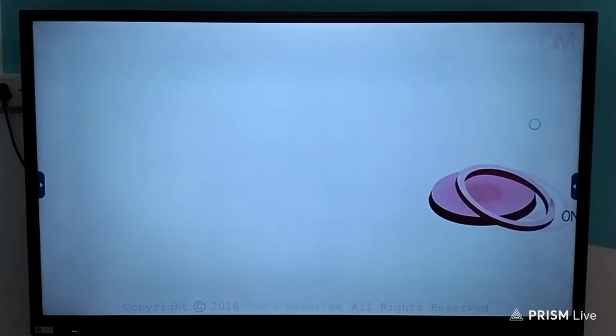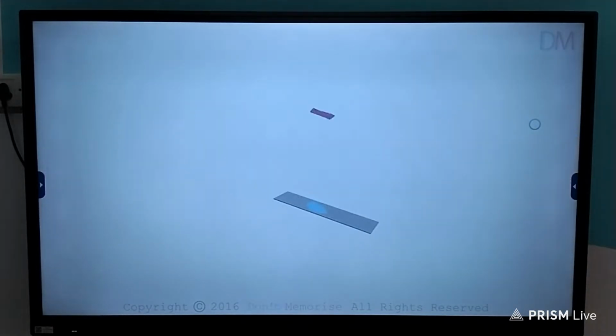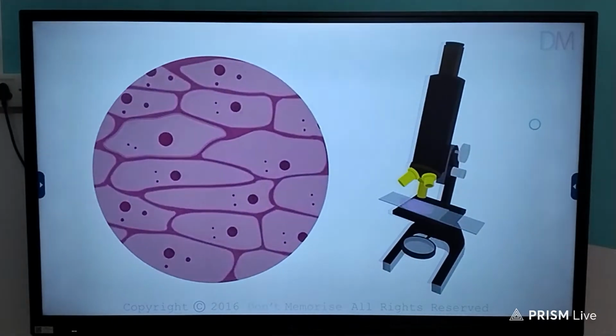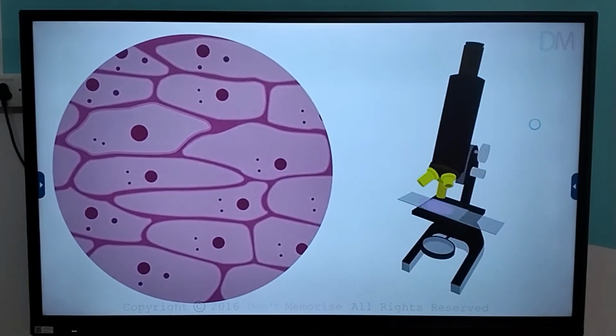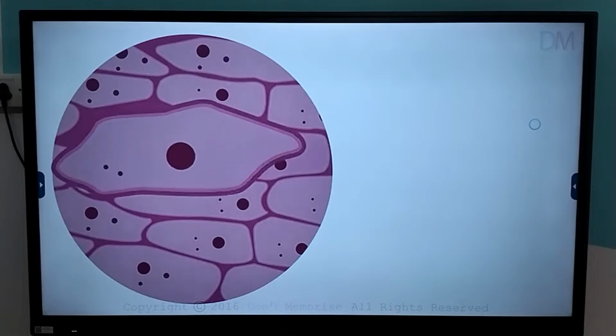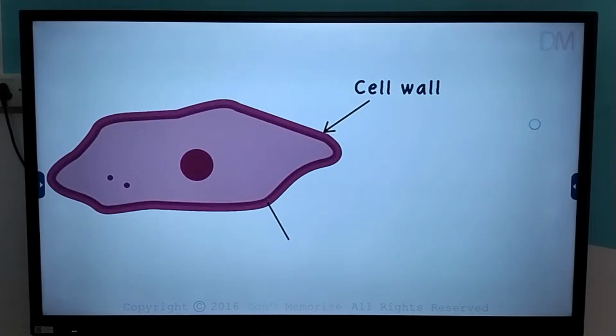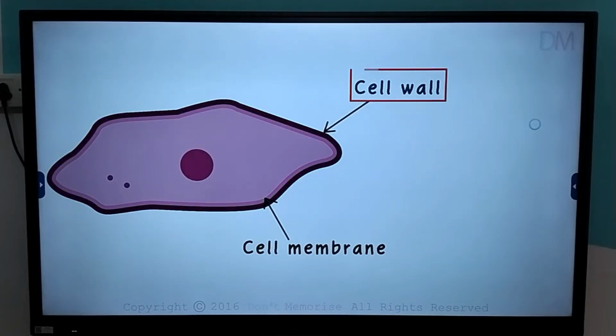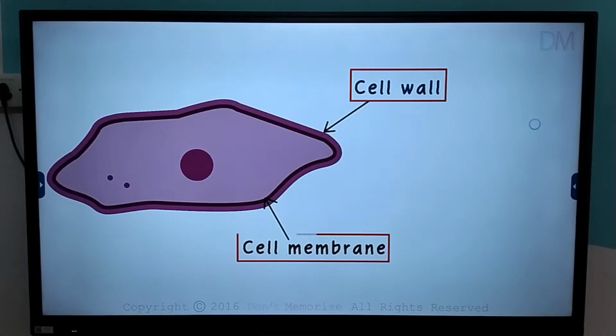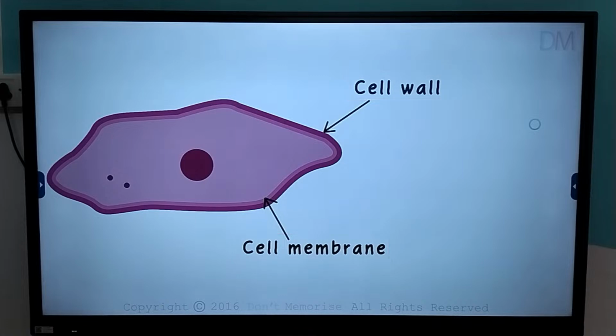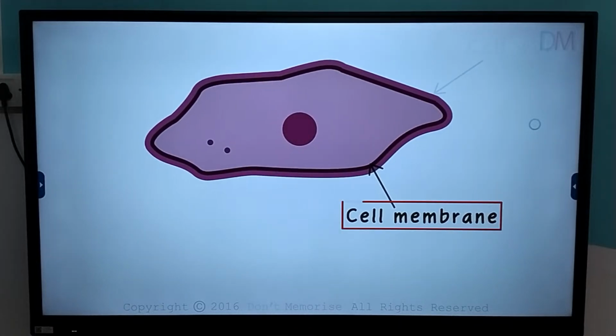In the previous part, we saw how an onion peel could be mounted, and this was the specimen we saw through the microscope. And in this part, we will cover the different parts of the cell. This outer wall here is called the cell wall. And notice that there is another layer on the inside of the cell wall. This is called the cell membrane. Yes, the outer wall is the cell wall, and the inner layer is called the cell membrane. Understanding these two is fun. Let's look at the cell membrane first.